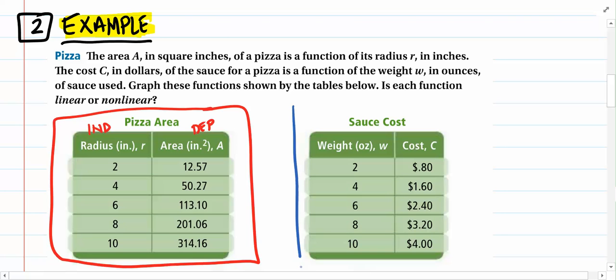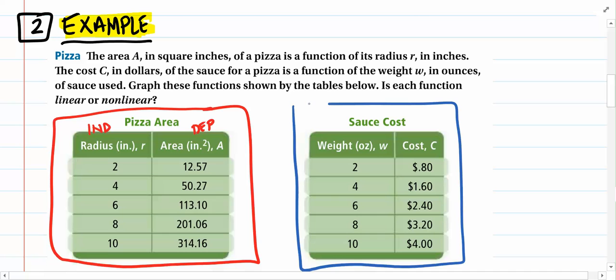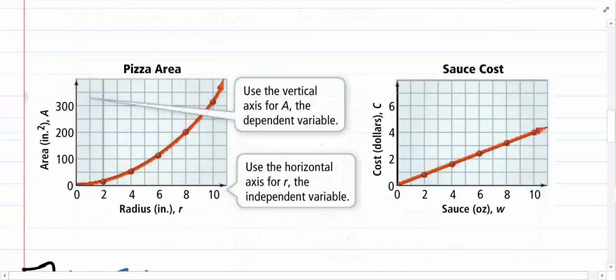Look at the sauce costs over here now in blue. We have 2 variables. The variables are weight and cost. So which variable is the independent and which one is the dependent? Well, we know that the cost depends on the weight, so the cost is our dependent variable. The weight is our independent variable. Now that we have figured that part out, I'm going to go ahead and make 2 graphs for you using the points that they have given us.